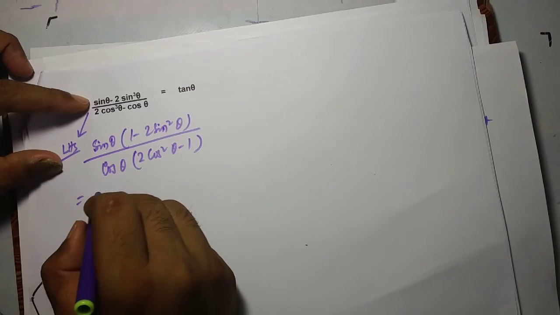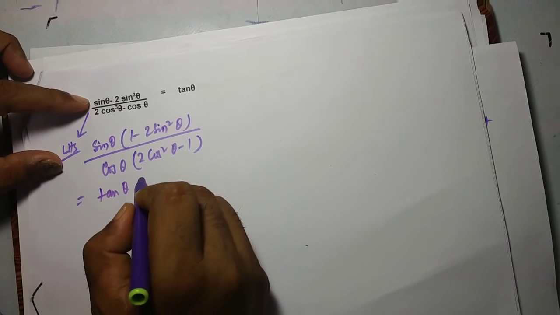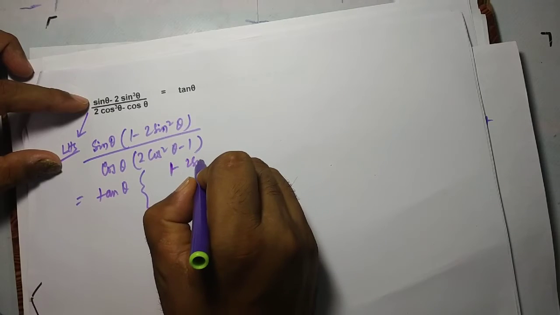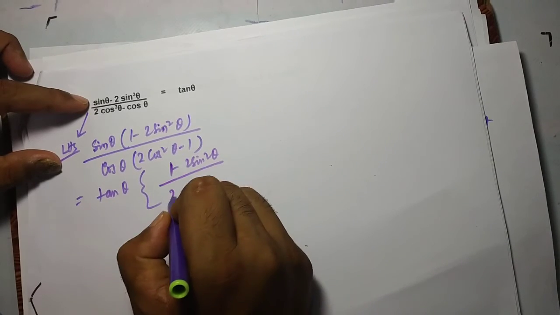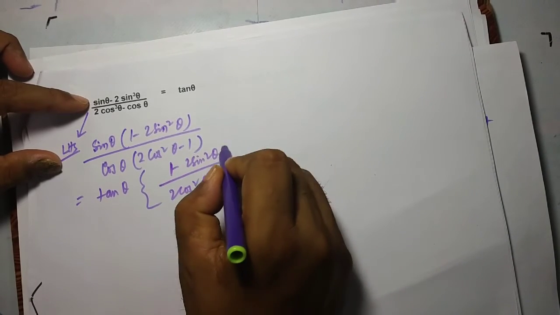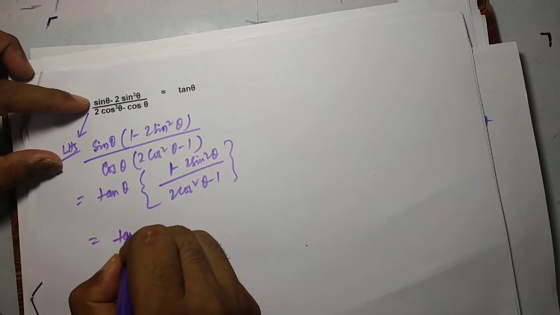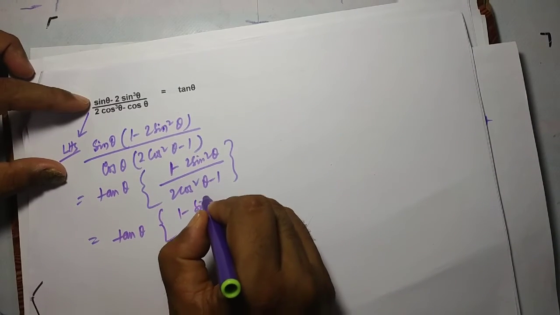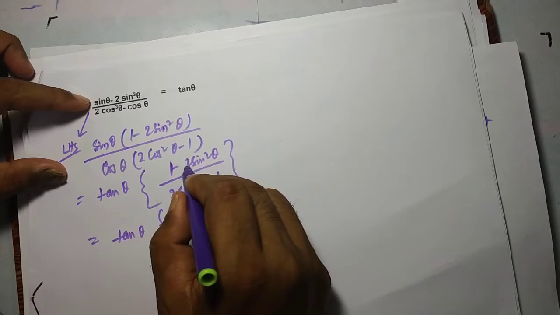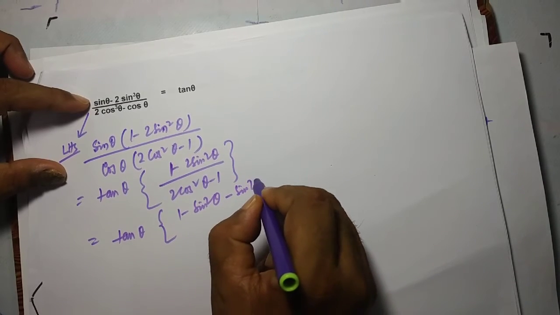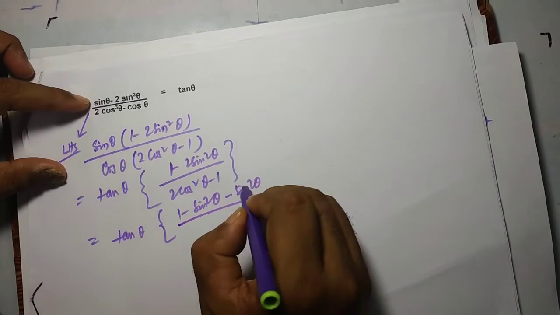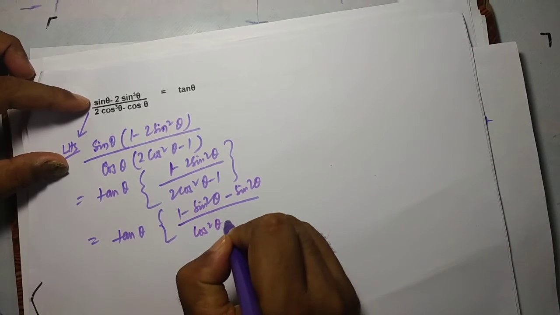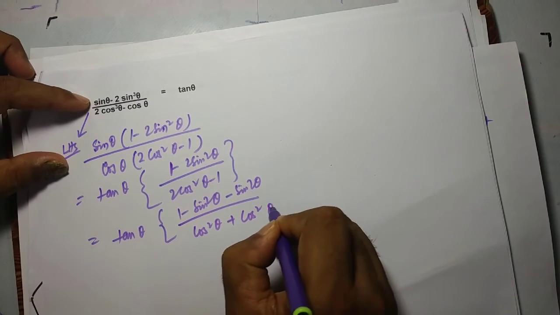Now sin theta by cos theta, you can say this is tan theta. Then this one is 1 minus 2 sin square theta over 2 cos square theta minus 1. So what I will do is sin theta, and this is 1 minus sin square theta. I can write this as minus sin square theta minus sin square theta, that is the 2 sin square theta, right? And in case of this one, I will write cos square theta plus cos square theta minus 1, right?